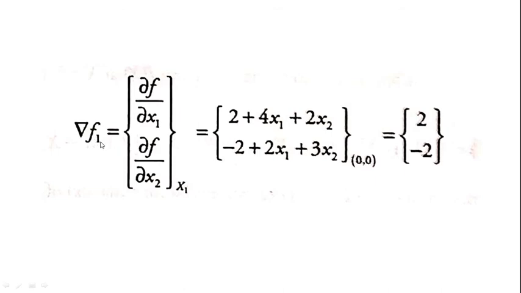Del f1 value we already calculated in the earlier slide. Now we will substitute the values of x1 and x2 as 0, 0, which is given in the problem. If we substitute 0, 0 for x1 and x2, we get the value of del f1 as 2 and minus 2.